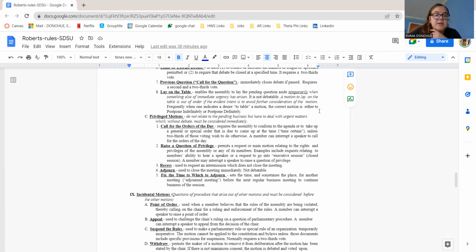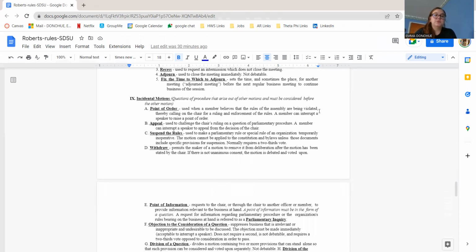Then there is a recess, which is used to request an intermission, which does not close the meeting. Then there's the adjourn, used to close the meeting immediately and is not debatable. And then lastly, the fix the time to which to adjourn. It sets the time and sometimes place for another meeting or an adjourned meeting before the regular business meeting to continue business of the session.